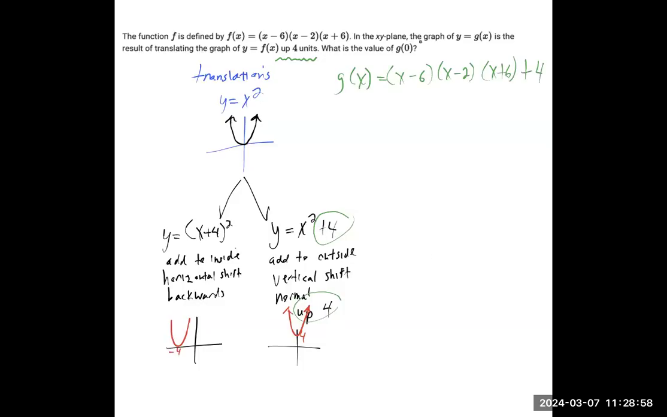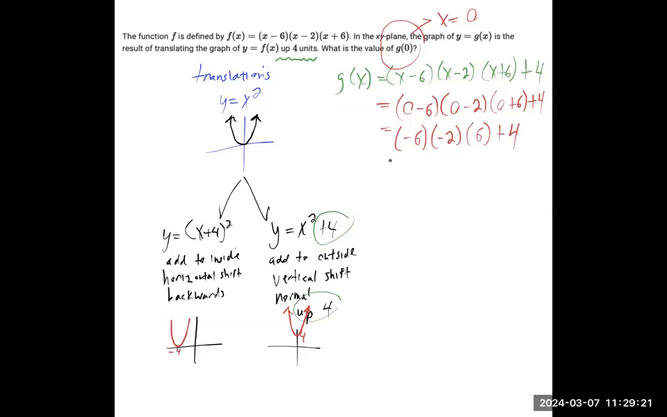Now the question is asking us, what's g of 0? That means you take the g of x function and you plug in x is 0. So we're going to say (0 minus 6)(0 minus 2)(0 plus 6) plus 4. And that's going to give us -6, -2, 6. Still has plus 4 there. So -6 times -2, that's positive 12, times 6 is 72. And then we're going to add 4 there, and we'll get 76.